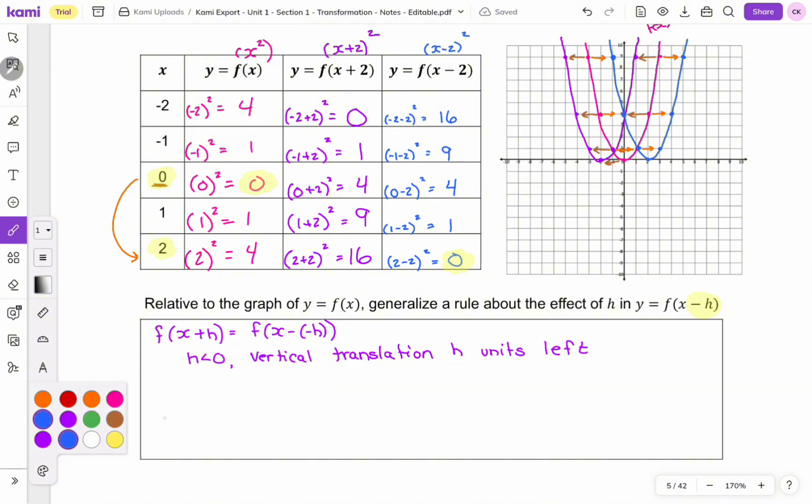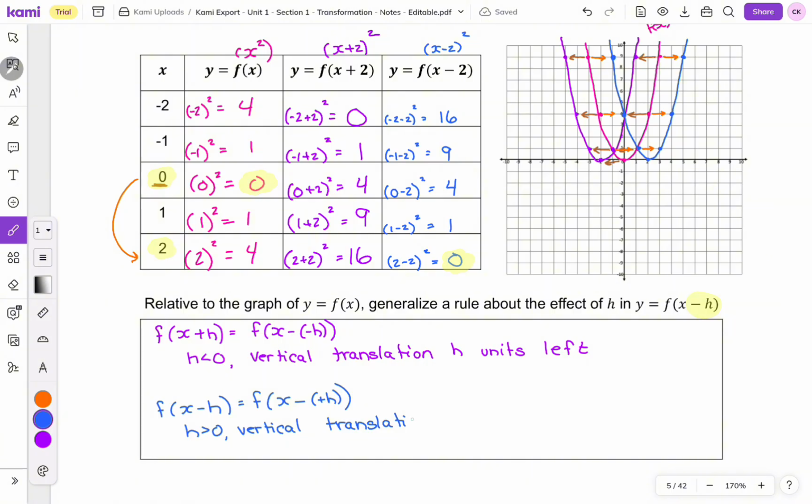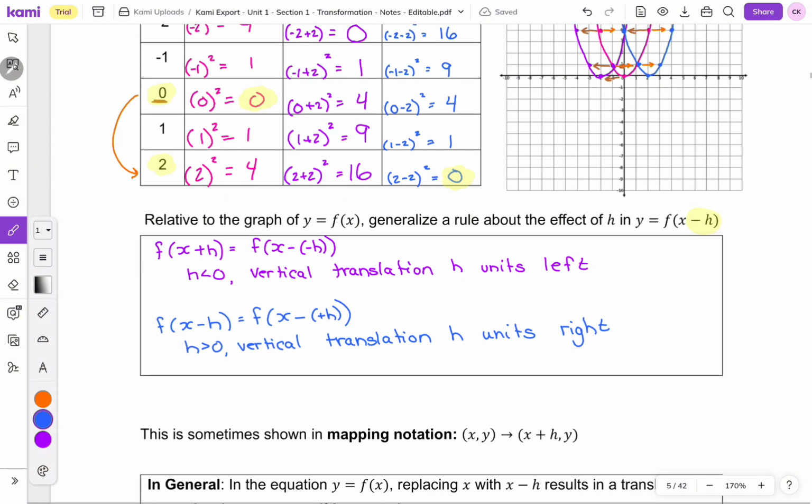So if our function looks like this, and it's an f of x minus h, well, that means we put a positive h in there, because the only way I can keep a negative is if I put a positive h in there. So when h is greater than 0, we can see we have a horizontal translation h units right. So this is why we kind of say that the inside lies.